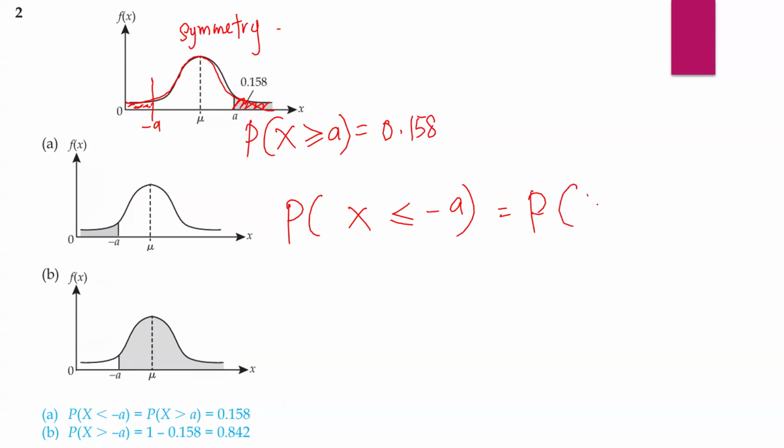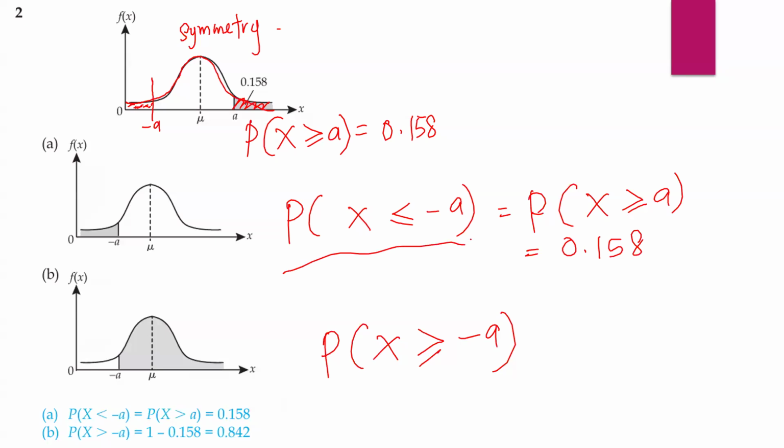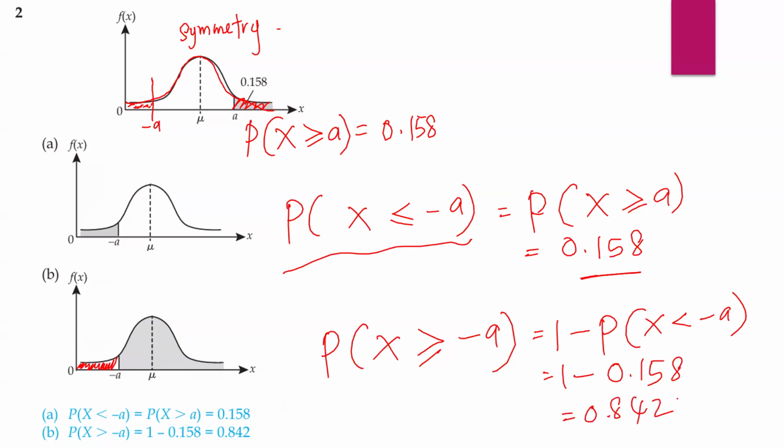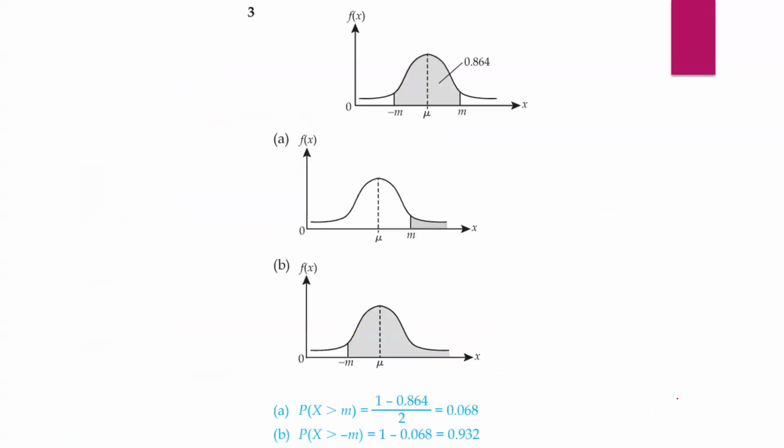Okay, so X is greater than or equal to A. It's the same value, so this is 0.158. Okay, so how about this? I need X greater than negative A. So just now I already got the value. So I'm using 1 minus X less than negative A. Okay, 1 minus the red region over here. I get the value over here already. So 1 minus 0.158, so I get 0.842.